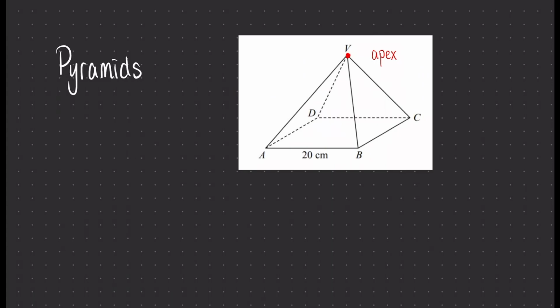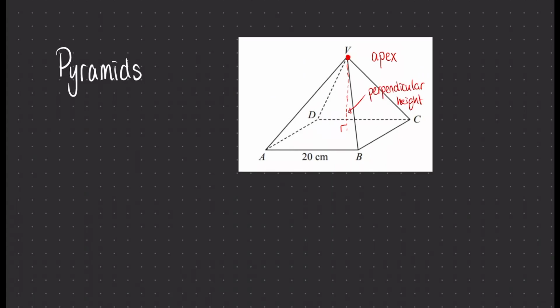So in order to work out the volume of a pyramid, we first need to find something called the perpendicular height. And the way we find that is by going to the apex and drawing a line downwards till we meet the base. Now this line downwards should be drawn at 90 degrees. That's why it's called the perpendicular height to the base. Remember, we're not using any of these slanted sides of the shape. We're using the perpendicular height, so straight up from the base all the way up to the apex.